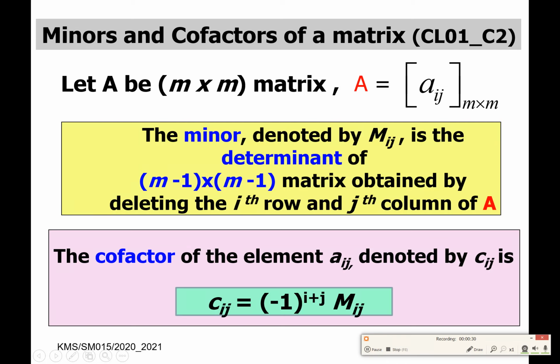Let A be an m by m matrix. The minor is denoted by Mij, which is the determinant of the (m minus 1) by (m minus 1) matrix obtained by deleting the ith row and jth column of A. And the cofactor of the element aij, denoted by Cij, is negative 1 to the power i plus j times the minor Mij.